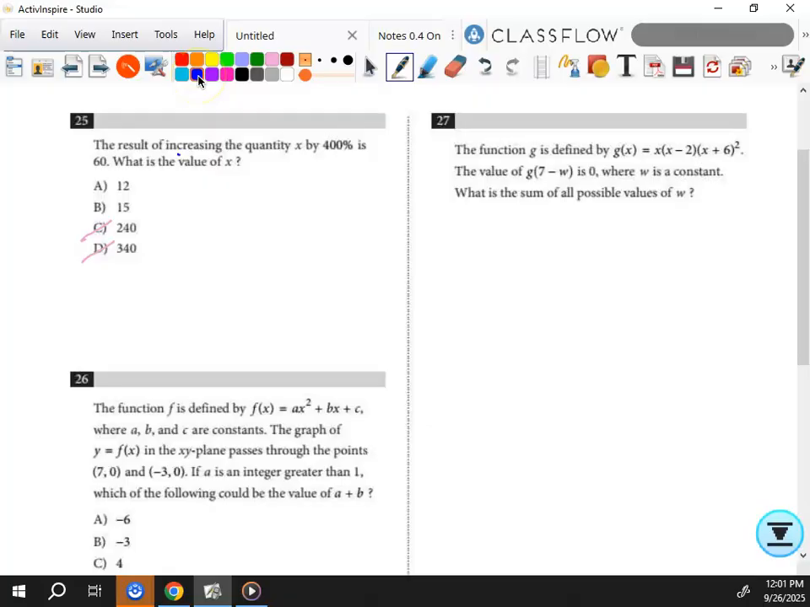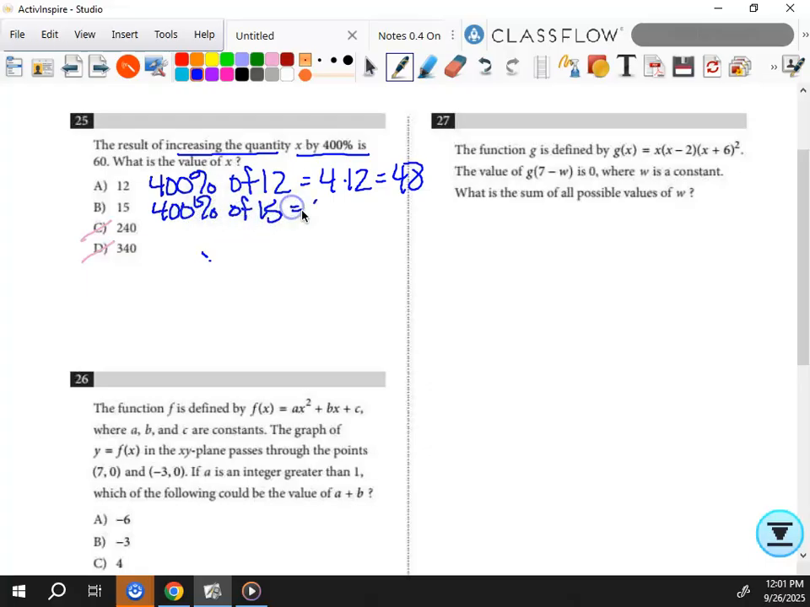If I'm going to increase the quantity by 400%, let's just take our two answers. 400% of 12 is 4 times 12, which is 48. We agree with that. 400% of 15 equals 4 times 15, which is 60.